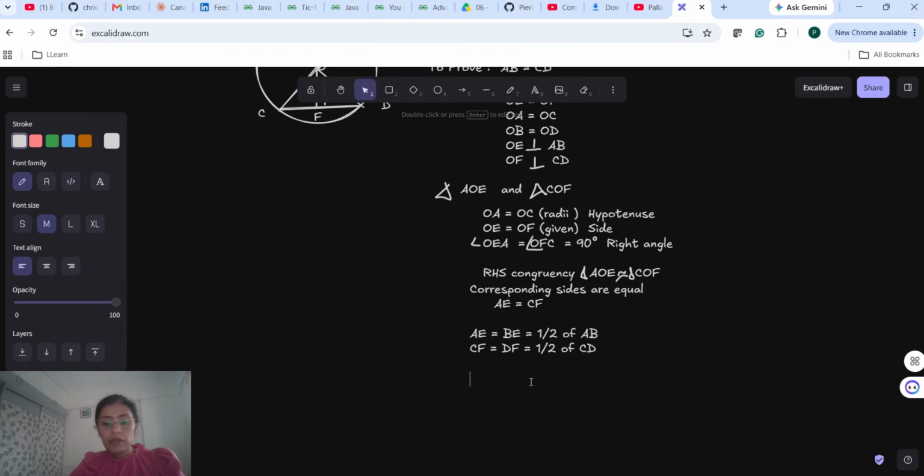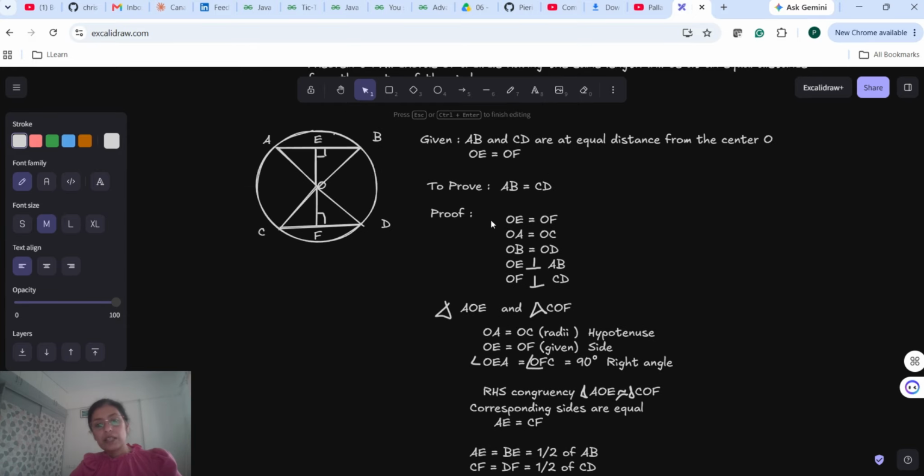right? So when we are saying AE is equal to CF, we can also say that twice of AE will be equal to twice of CF, which is twice of AE is AB, twice of CF is CD. So we have proved that. We can write here proudly, hence proved AB is equal to CD. This is what we had to prove, that these two chords are equal.